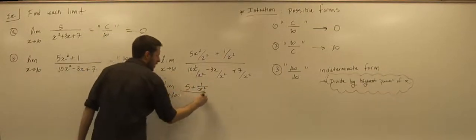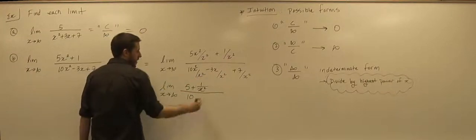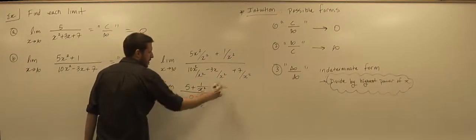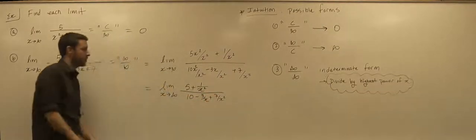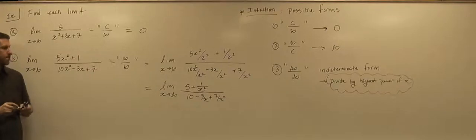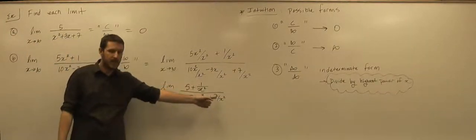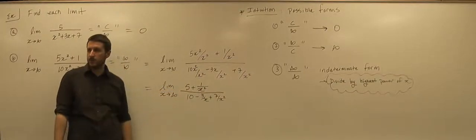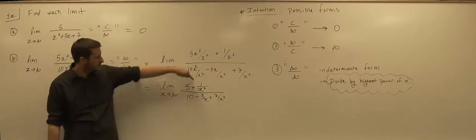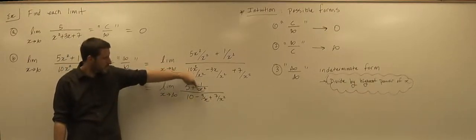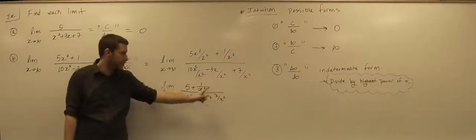10x squared over x squared. Negative 3x over x squared. 7 over x squared. Now, each of these guys is of the form constant over infinity when you plug in now. Right? This is 5, this is 10, but this guy, when you plug in infinity, is constant over infinity. This guy is constant over infinity, constant over infinity. So what do each one of these go to?